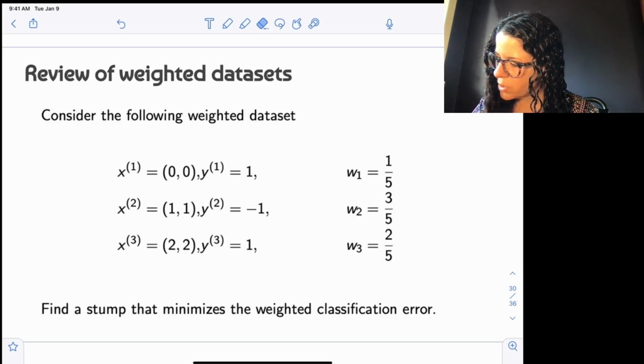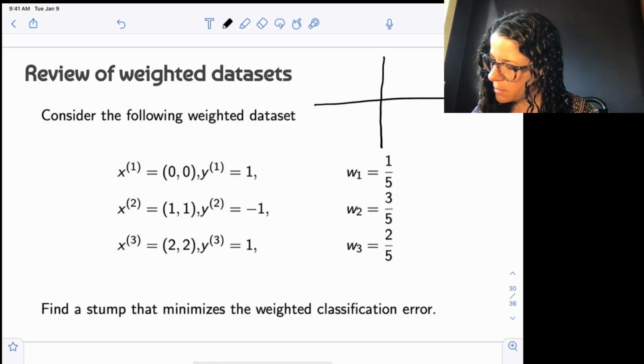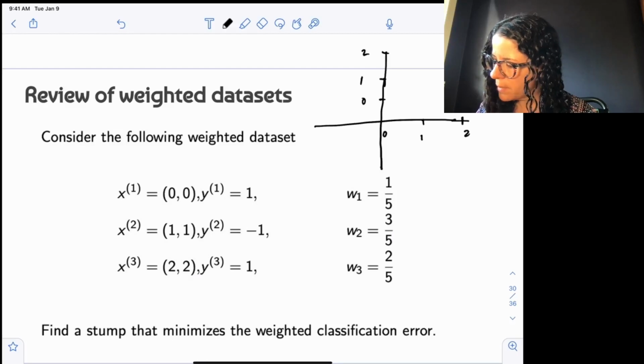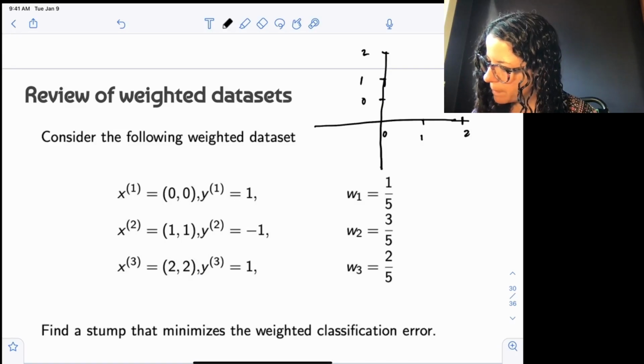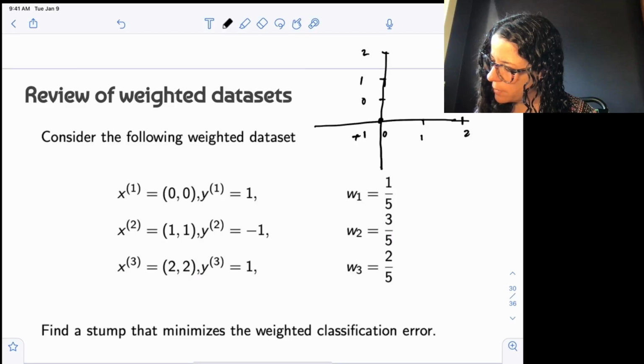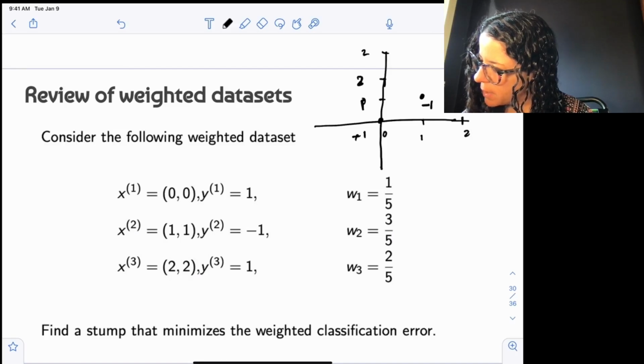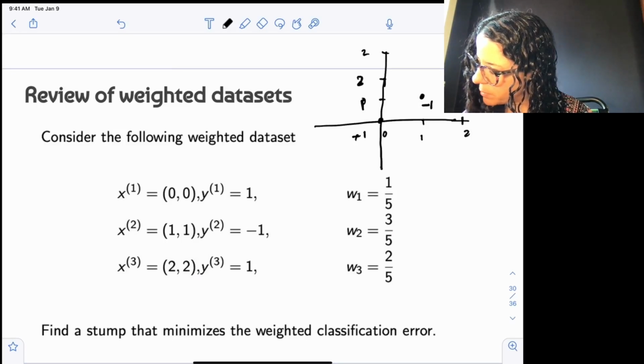So we are working in 2 dimensions, and it's always useful to make a little diagram here. This axis is 0, 1, and 2, and the other is 0, 1, and 2. Our first point is here and has label +1. Our second point is here and has label -1. And our third point is here and has label +1.